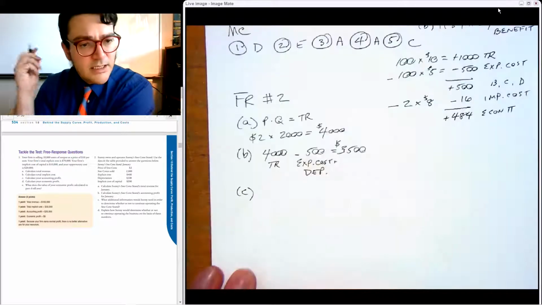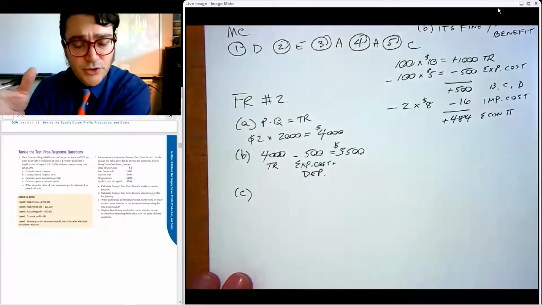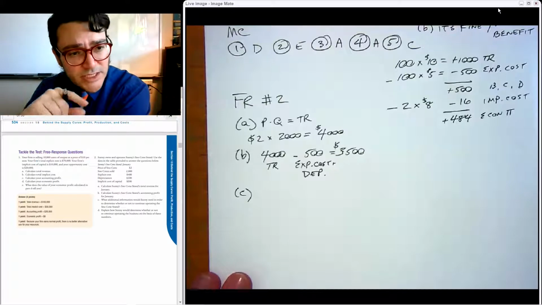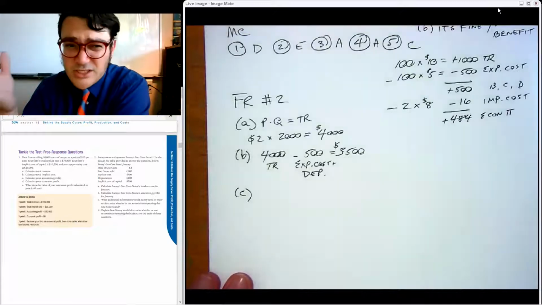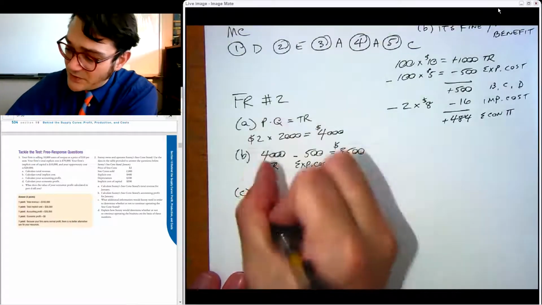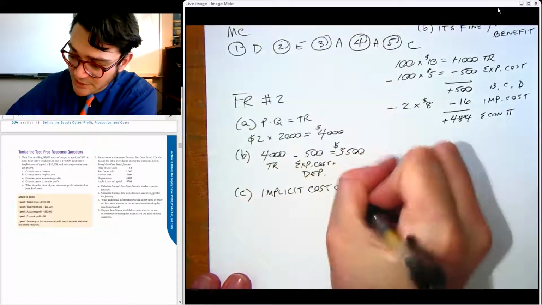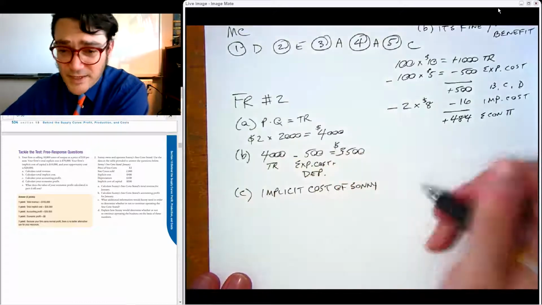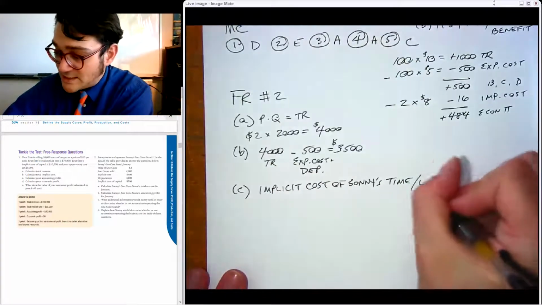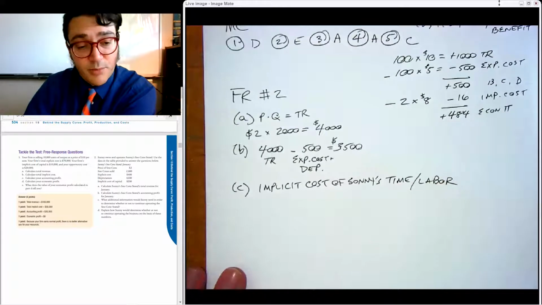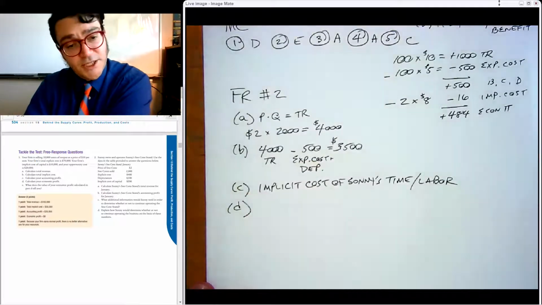And C says, what additional information would we need in order to determine whether she should continue operating the snow cone stand? Well, we need to know the implicit costs of everything, right? So they give us implicit cost of capital, but Sunny's doing some time here. So we need to know the implicit cost of Sunny's time, right? Maybe Sunny could be working as a lawyer charging $500 a billable hour, right? Sunny's time, or we could say Sunny's labor, because that's the real resource we're talking about here, right?